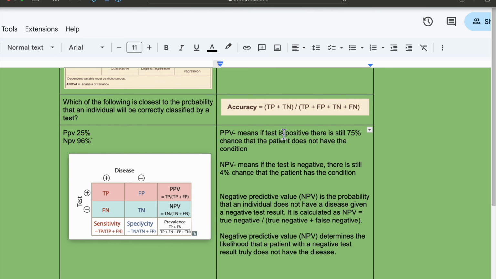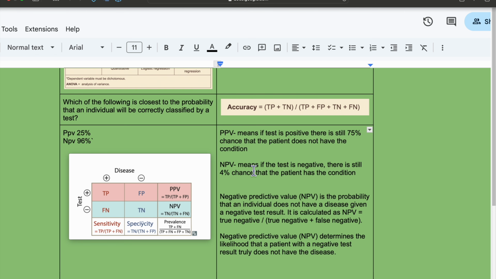PPV, positive predictive value, is TP over TP plus FP, right? So it means if the test is positive, there's still a 75% chance that the patient does not have the condition. Since positive predictive value is 25%, that means there's still a 75% chance that the patient does not have the condition. That's basically what it means, because it's true positive divided by the summation of TP plus FP.